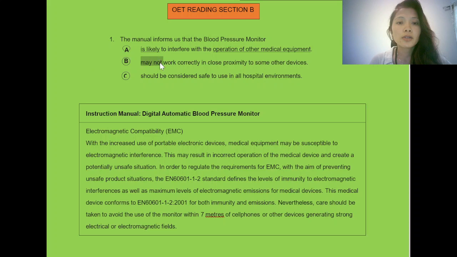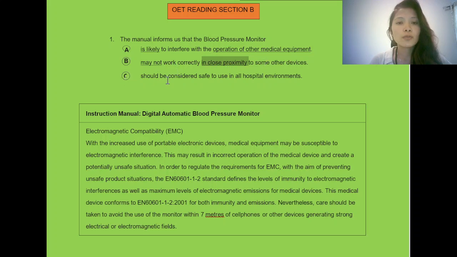Again, this is a distractor. So all the distractors you should know. This is likely or maybe. These are similar. May not is a negative answer. May not work properly, correctly in close proximity. This is near. Again, if you don't know the meaning, jot down near to some other device, may not work. It does not work in close proximity to some devices.